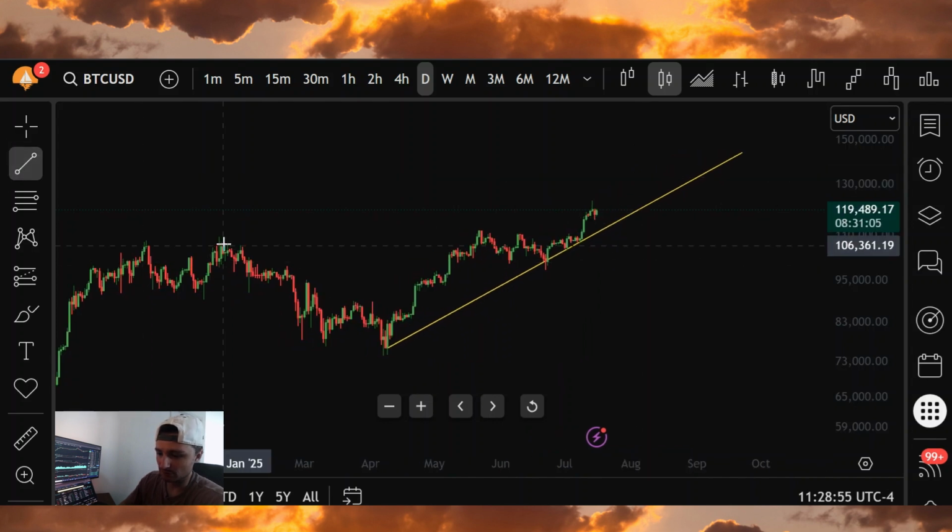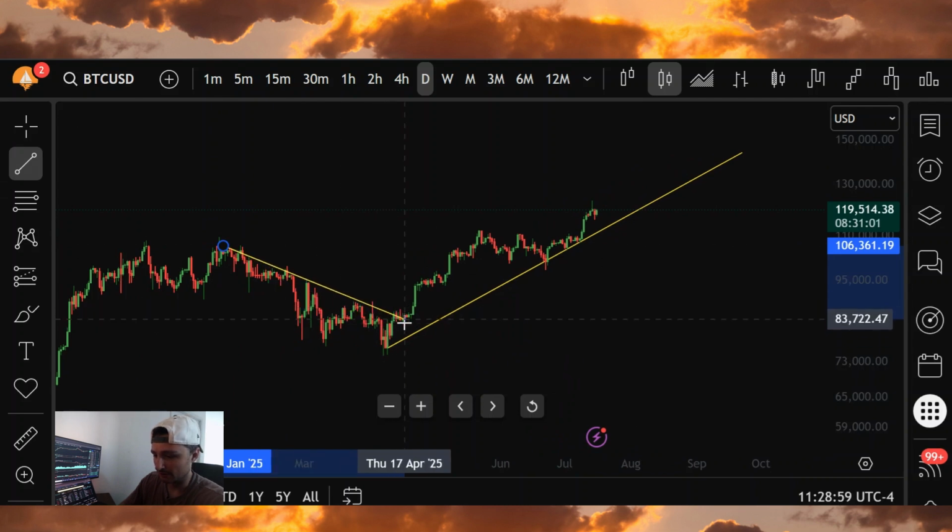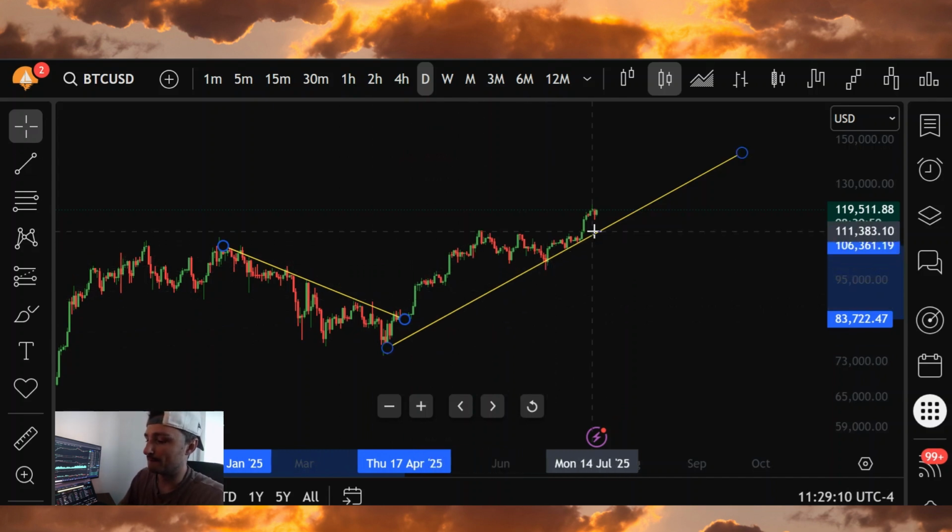Similar to this example over here, where you can see this was a downtrend, right? This was a clear downtrend that we broke out of and started the next bull market. So that's why we can clearly see that there is a new bullish trend here. All right, so that's the first thing I look at on the daily.